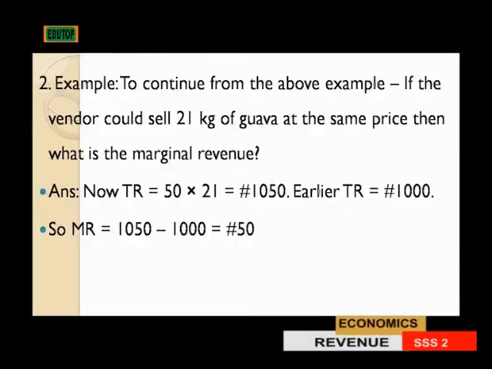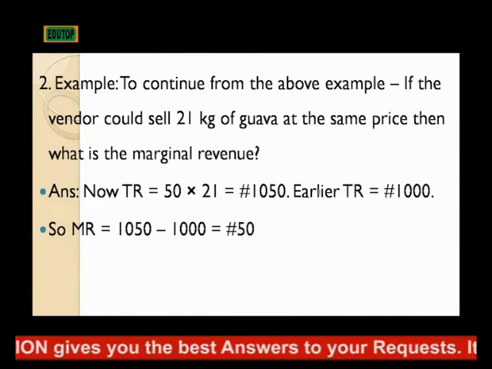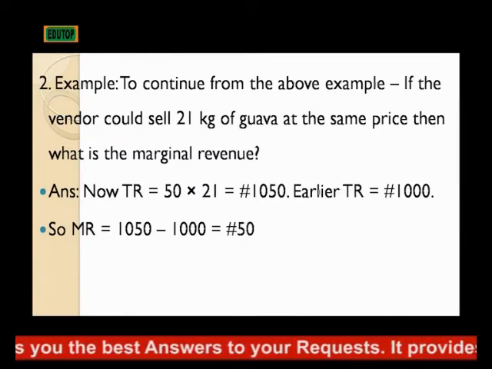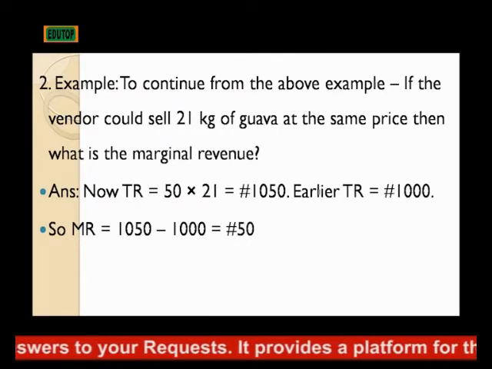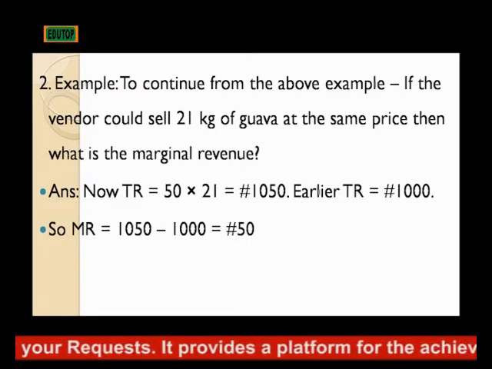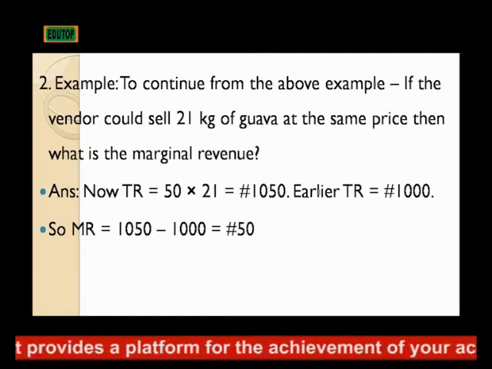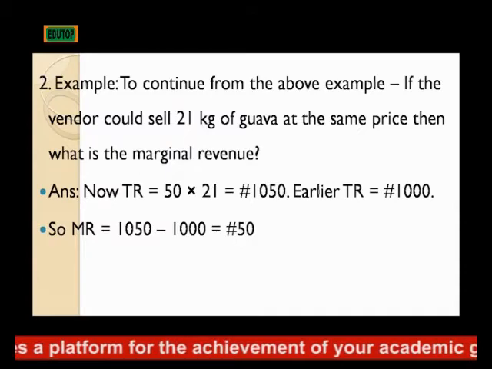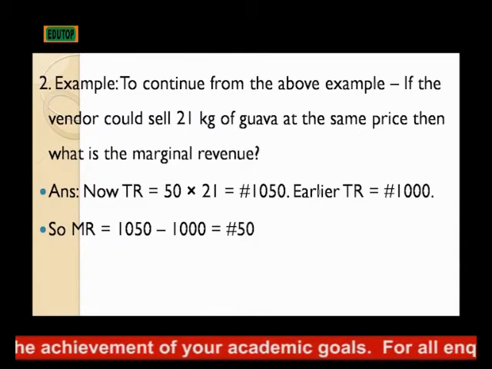Kilogram of guava at that period of time, then there will be a kind of marginal revenue. That is, there will be an additional revenue. And to get the additional revenue, we multiply the price, which is 50 naira, by the new sales, which is 21 kilograms. Multiplying 50 and 21 gives us 1,050 naira.